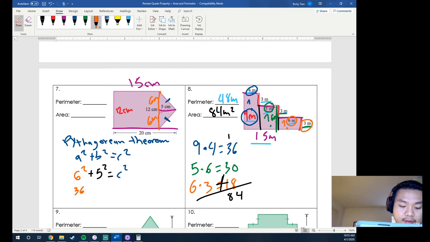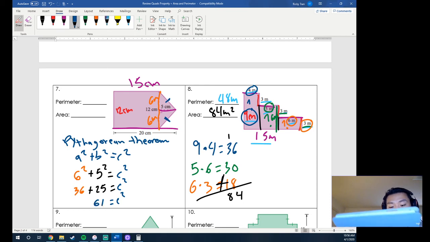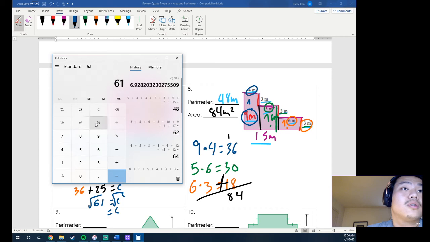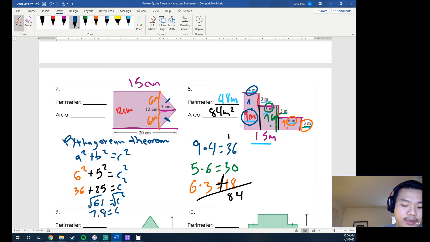So this is 36 plus 25 is equal to c squared, or c squared is equal to 61, or c is the square root of 61. Let's see, what's the square root of 61? 7.8. Okay, so 7.8 centimeters, 7.8 centimeters.